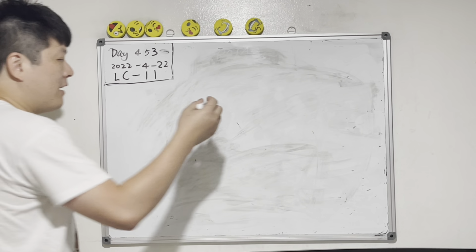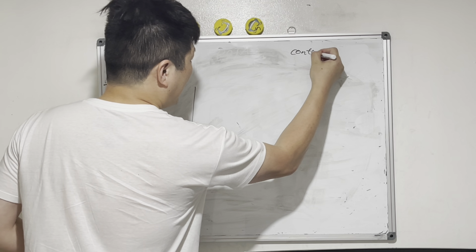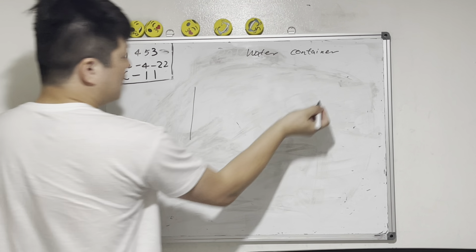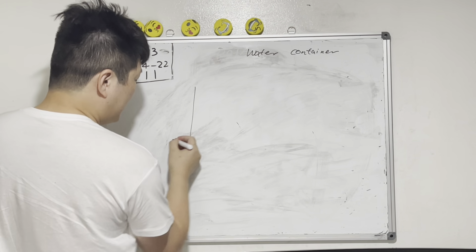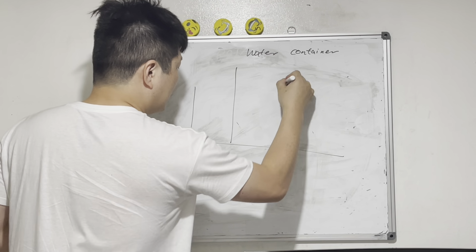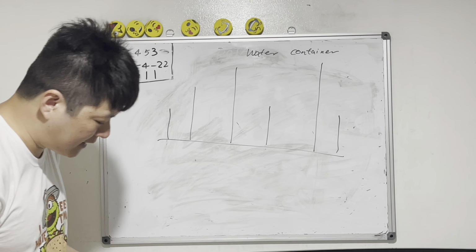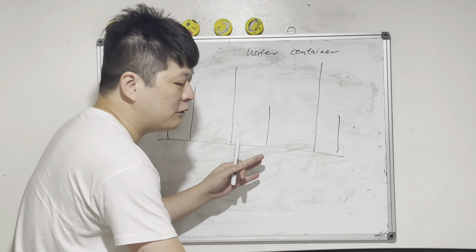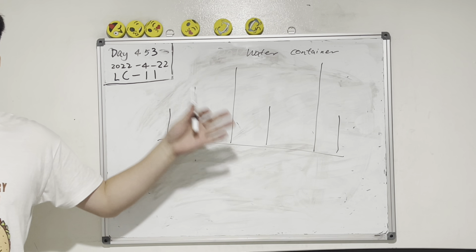Okay, so let's say we have a container, like a water container. We have a few vertical bars, vertical lines, like that. Our task is to pick two of the vertical bars, and we want to maximize the water that the container can hold, okay?